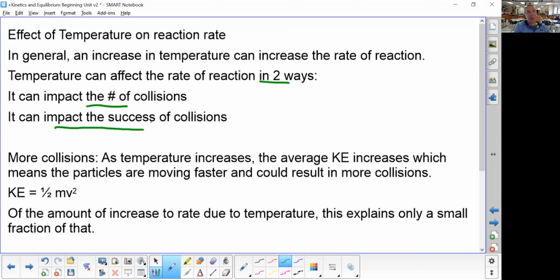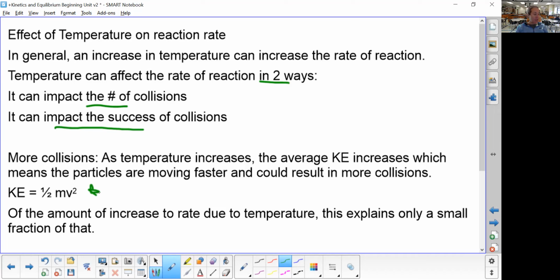So particles have more energy, they're moving around faster. So that's just going to create more particles colliding. And then remember that you have to have a certain amount of energy to initiate a chemical reaction. So it can create more successful collisions. So more collisions, right? You have more kinetic energy, which just means they're moving faster and they have higher velocity.